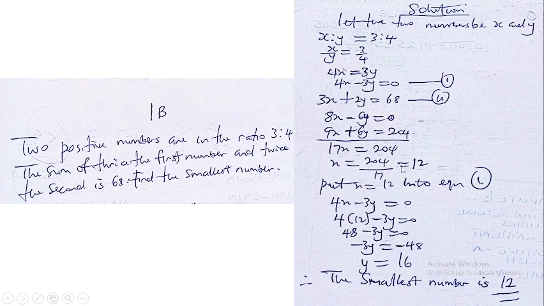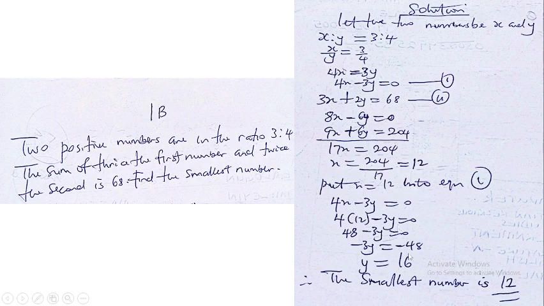Also, if x is 12, you can substitute that into equation 1 or equation 2 to get y. So from equation 1, which says 4x minus 3y equals 0, you can put the value of x there. Anywhere we see x, you put 12. So you have 4 times 12 minus 3y equals 0. 4 times 12 gives us 48, minus 3y equals 0. Take 48 to the other side. We have minus 48. Divide both sides by minus 3, and that will give us y equal to 16.